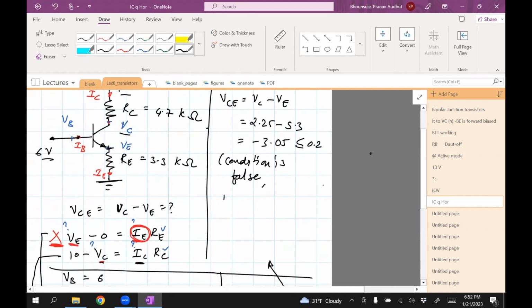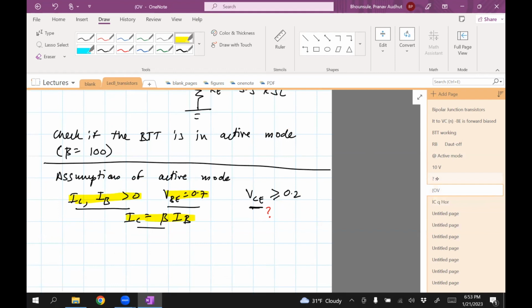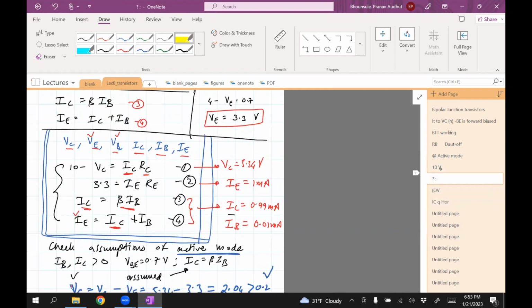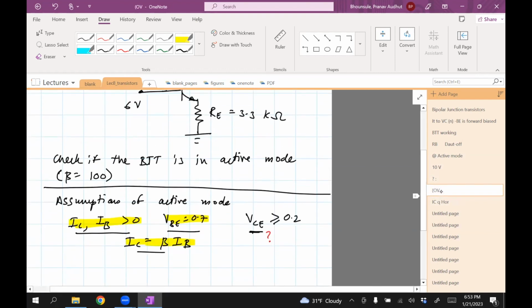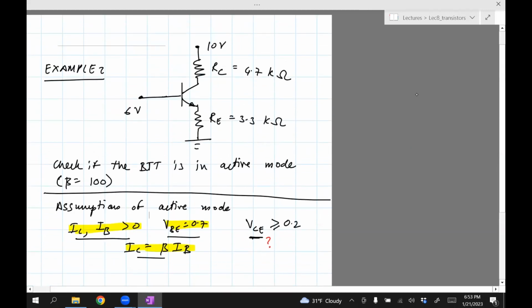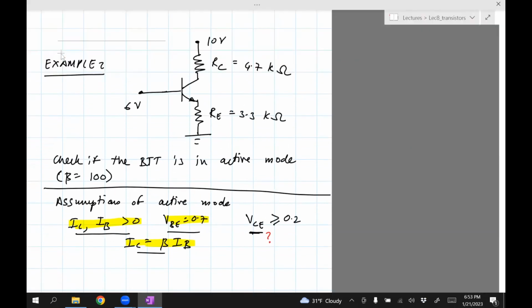And this BJT is not in active mode. So that is our main conclusion. Okay, so now if it's not in active mode, we can solve it in saturation mode. So this is not part of the question, but it's actually my question number 3, which is now that this was not in active mode, can we resolve this assuming it is in saturation mode?